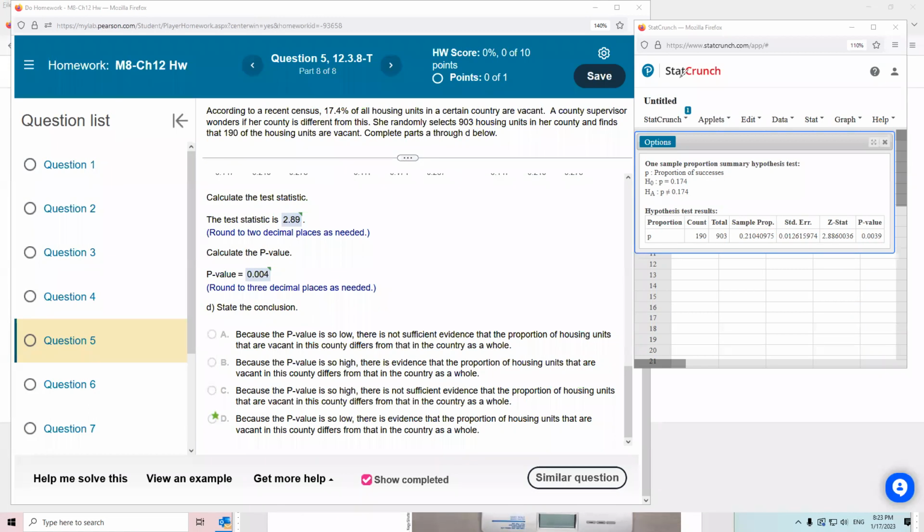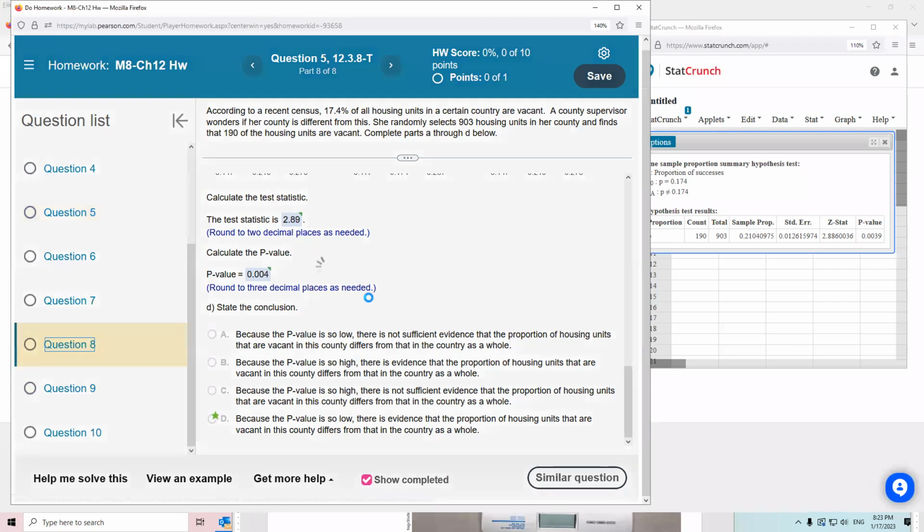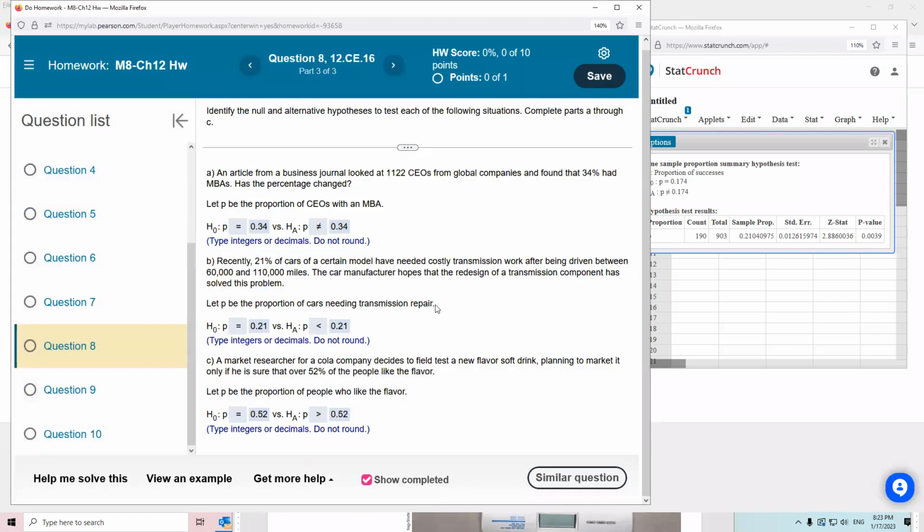All right, folks, let me do maybe one more example here. This is to give you practice in setting up that null and alternative hypothesis. Okay, it says here, we think 34% of CEOs had MBAs. Well, I'm going to write that as p equals 0.34.